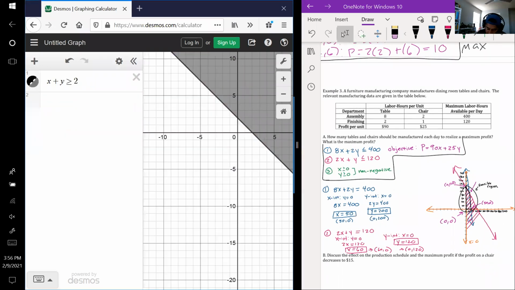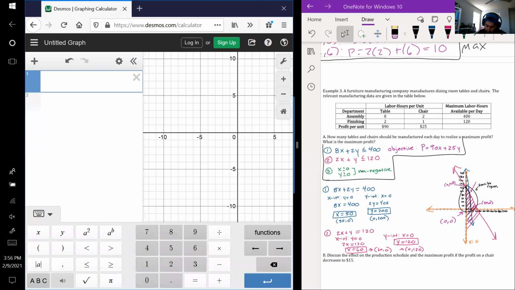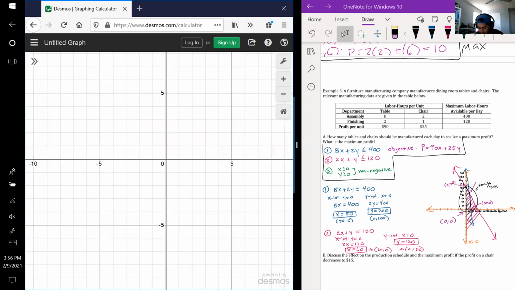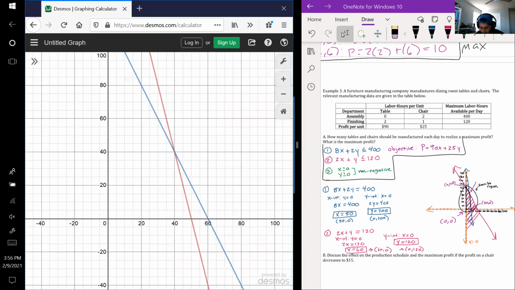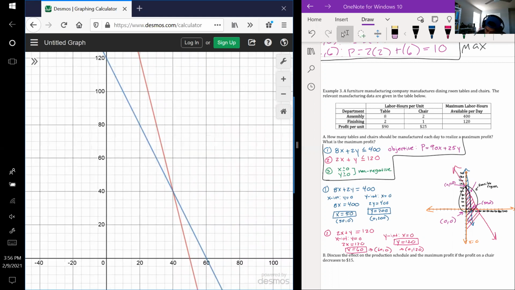So get rid of that, get rid of that, get rid of that. And 8x plus 2y equal to 400. And then 2x plus y equal to 120. And I'm gonna have to zoom. There we go. And they intersect at 40, 40, which means my graph is definitely way off by scale somehow. Somehow that happened.